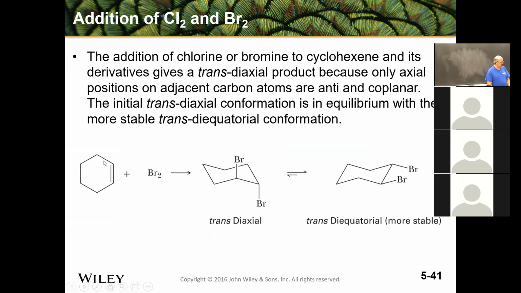All right, so when cyclohexene adds bromine, all you have to do is just mix these, and they'll react immediately. Initially we get the trans diaxial, but then it equilibrates by ring folding until we get the trans diequatorial.